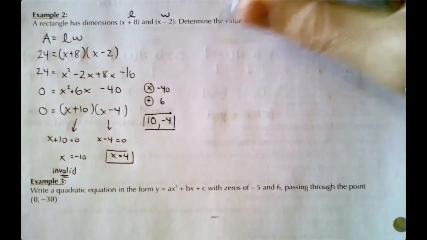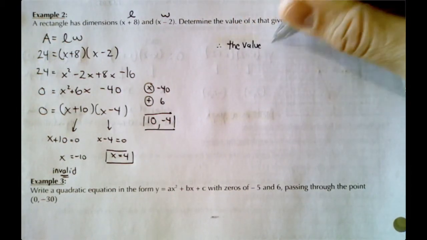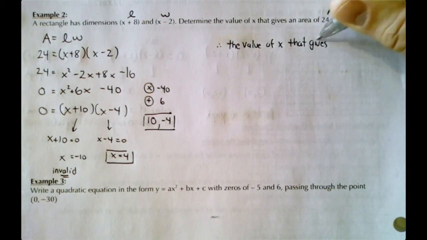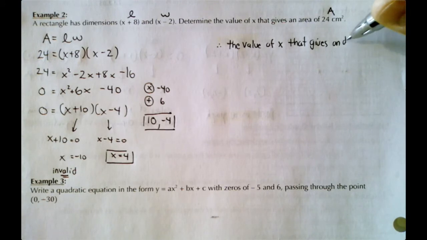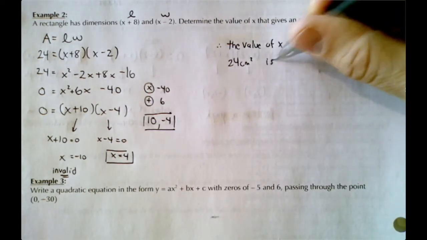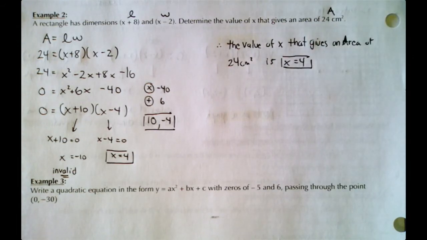So what we do, to make a conclusion, we say, therefore, the value of x that gives an area of 24 centimeters squared is x equals 4. Now negative 10 does work, but it leads to improper side lengths. So we decide that it is an invalid solution. It's a mathematical answer, but it's not an actual answer that we can use in this application.